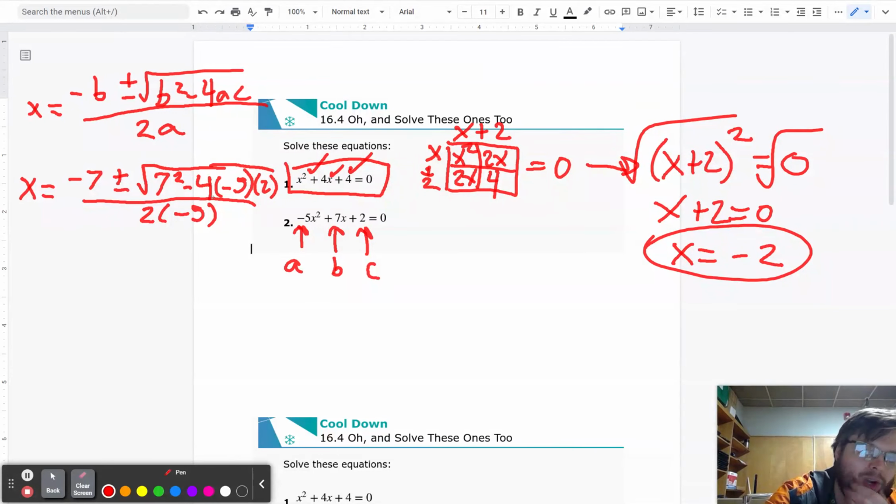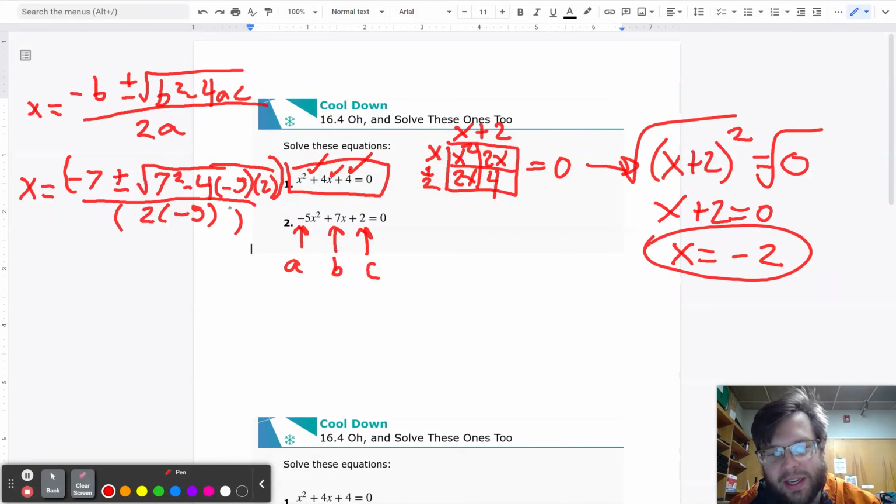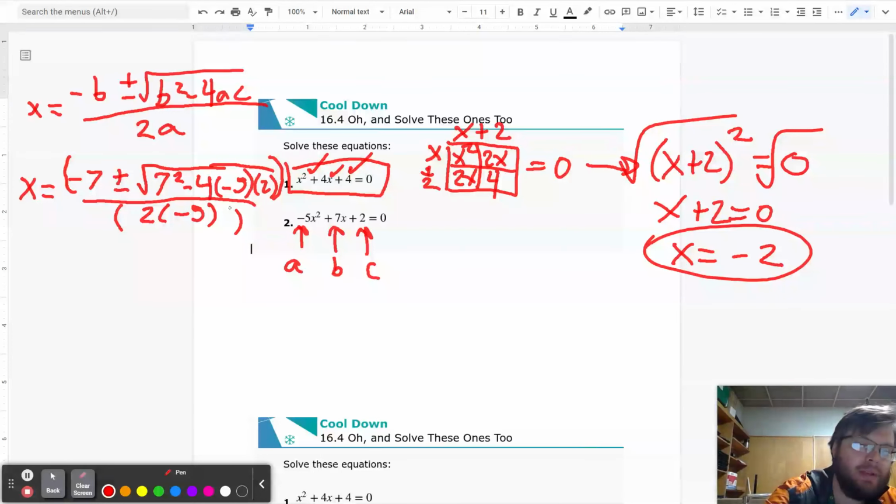So really, if you wanted to type it into your calculator, you need parentheses around the entire top, and you need parentheses around the entire bottom. It's a lot of parentheses. There's a lot of spots for error. I think it's useful to be able to go through and break it down piece by piece. And then you can also leave your answer in exact form.